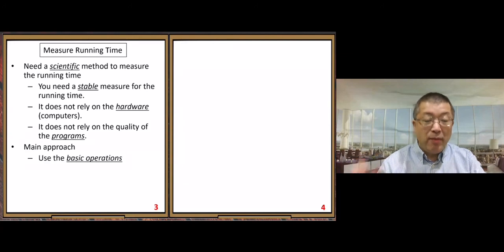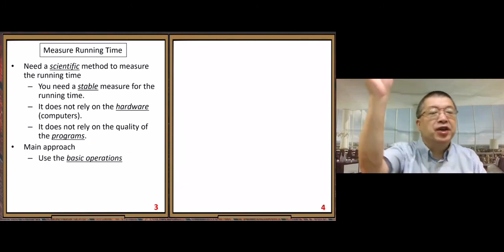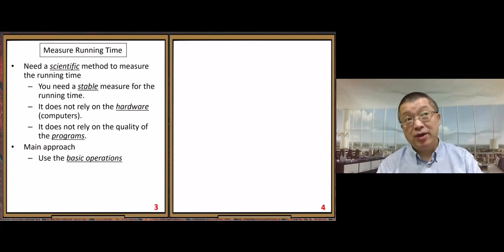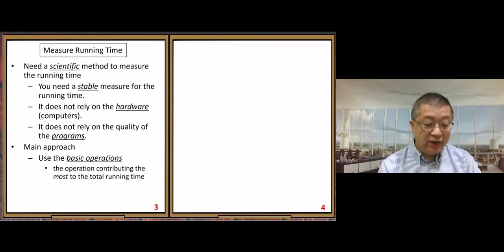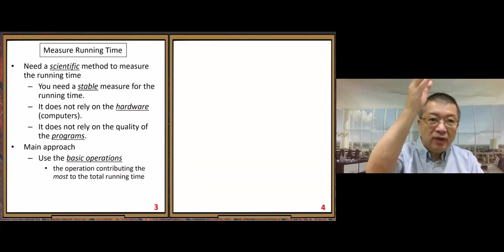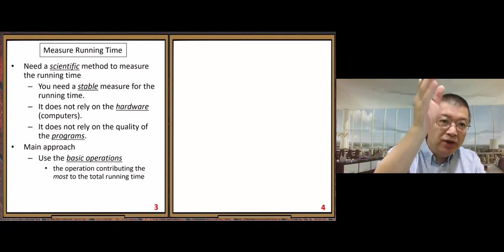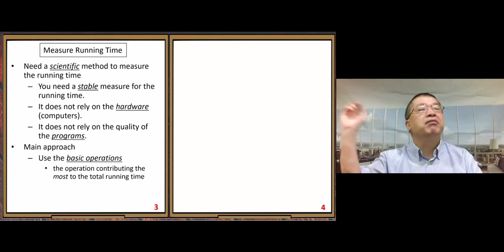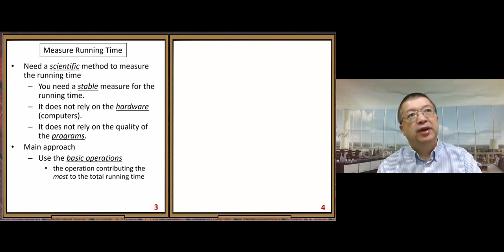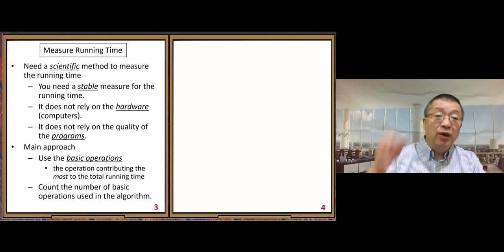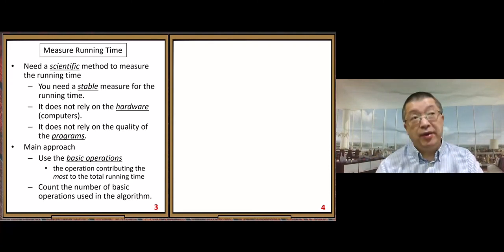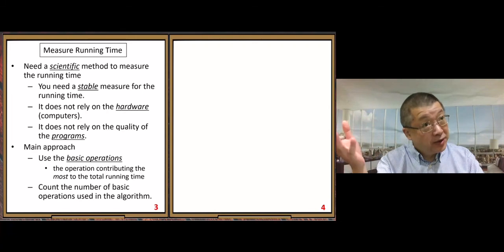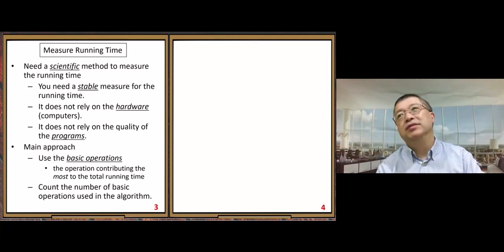The main approach uses basic operations. We count the number of basic operations. So what do you mean? What's the meaning of basic operations? The operation contributing the most to the total running time. That's the basic operation. Then we count the number of basic operations used in the algorithm using counting techniques. So you need to count.